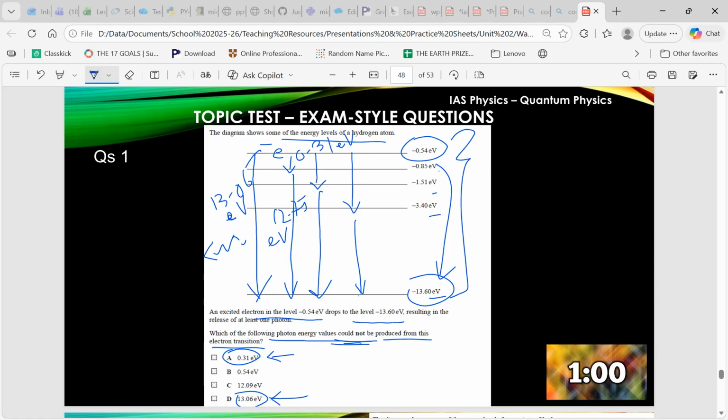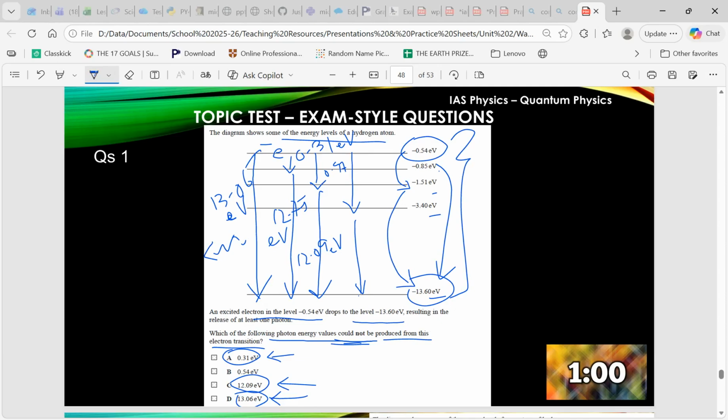Now moving on to the next transition, when it moves from 0.54 to 1.51 and then to the lowest level. So the jump from 1.51 to 13.60 energy level will give you a value of, this transition will be 12.09 eV, which is one of the answer options. So again, it can be totally produced, whereas the jump from 0.54 to 1.51 will give you a value of 0.97, which is not one of the answer options.